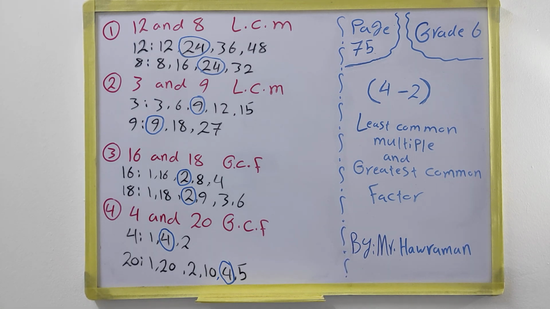That's how we can find the least common multiple or the greatest common factor between two numbers.